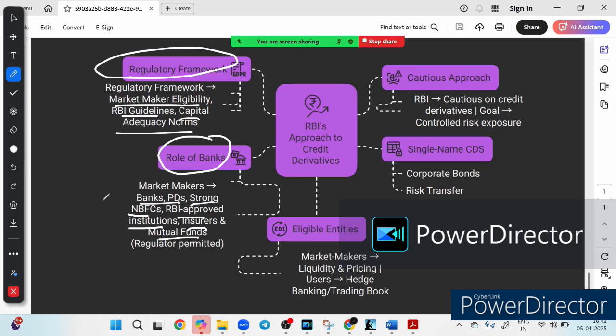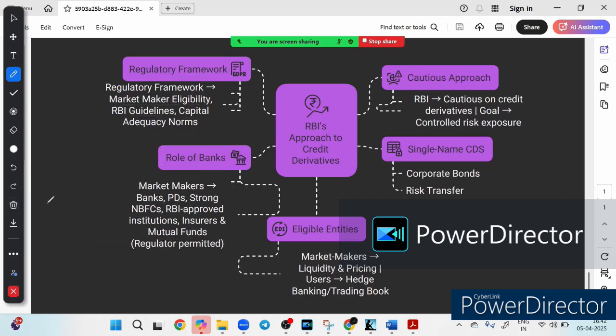So these are the market participants in credit derivatives. You must note it down, right? So mutual funds and insurers can also participate, but regulator permission is required, right? The idea is that only well-regulated players can participate, ensuring market stability. Now friends, if you look at the eligible entities, who can use credit derivatives? Market makers provide liquidity and pricing. There are users who hedge their risk, and the bank and trading book: financial institutions that engage in trading and hedging activity.